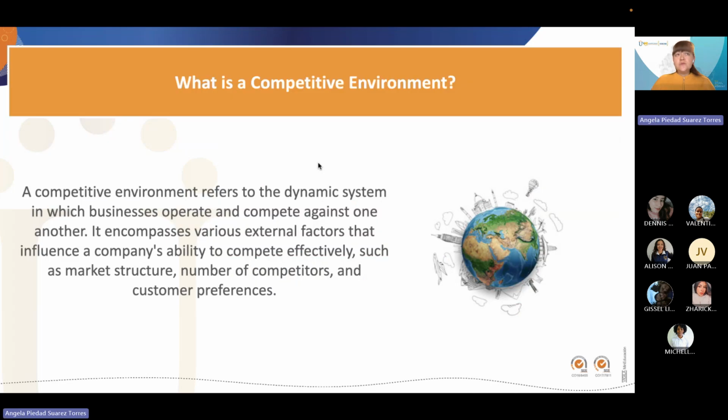First of all, we're going to talk about the meaning of a competitive environment, which refers to the dynamic system in which businesses operate and compete against one another. It encompasses various external factors that influence a company's ability to compete effectively, such as market structure, number of competitors, and customer preferences.